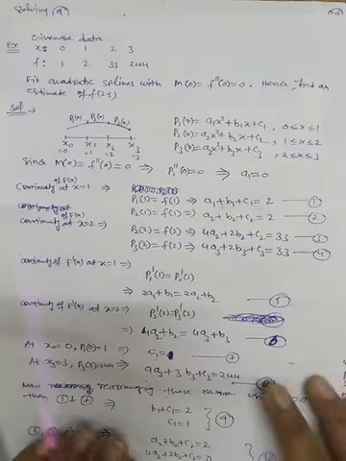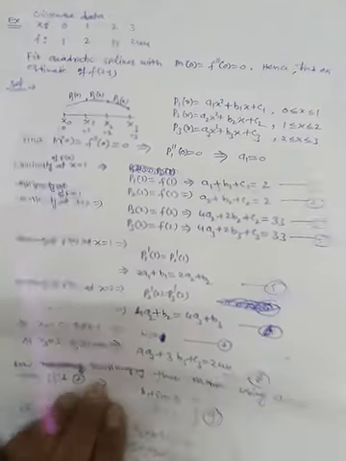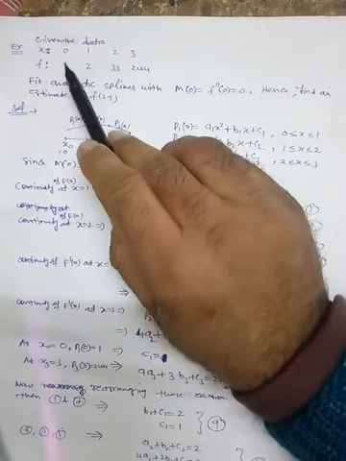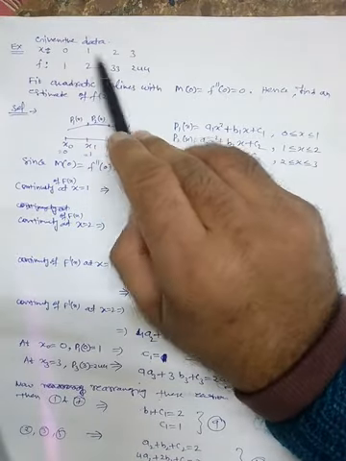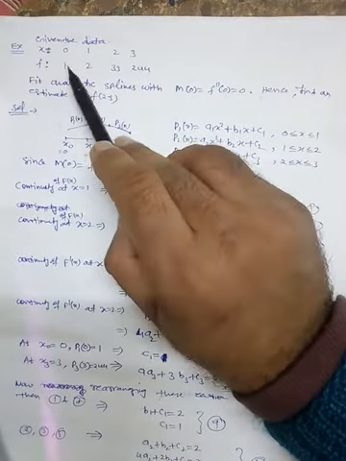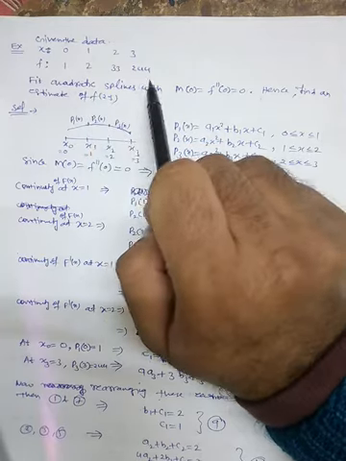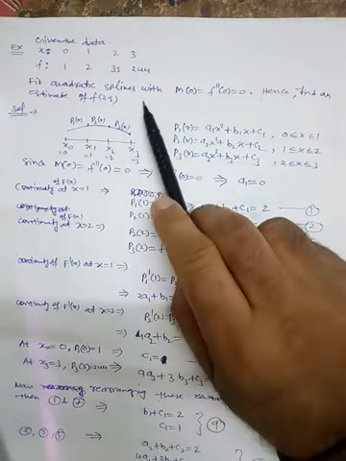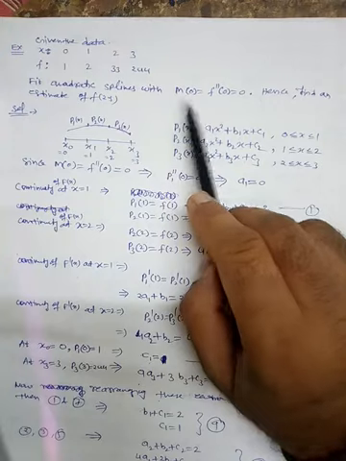Okay, so now taking an example. Here we have taken this example. The data points are given to you: x is 0, 1, 2 and 3, and the corresponding values of f are 1, 2, 3 and 2, 4, 4. So fit a quadratic spline with M at 0, at this point.